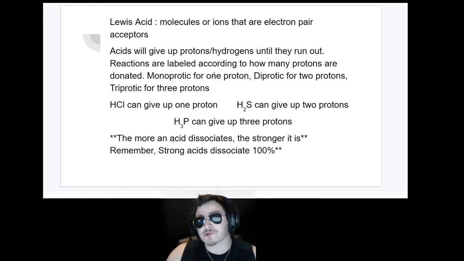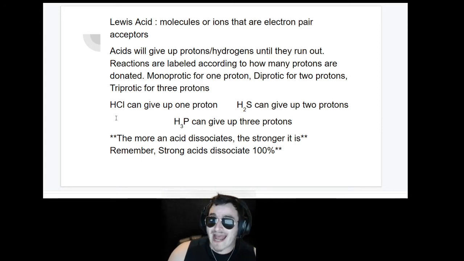And then acids are also referred to as to how many protons they're able to give up. Monoprotic versus diprotic versus triprotic. That is simply how many hydrogens they have, essentially. HCl has one that it can give. H2S has two. H3P that it can give as well.